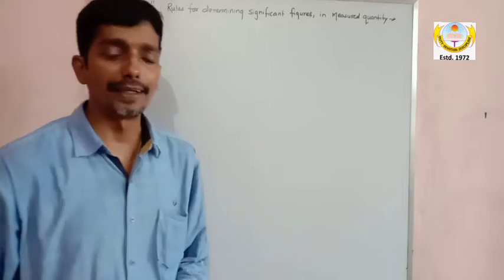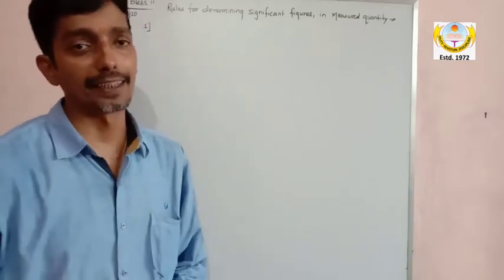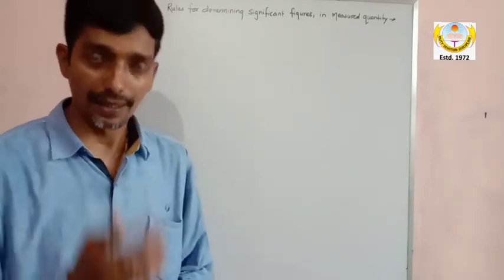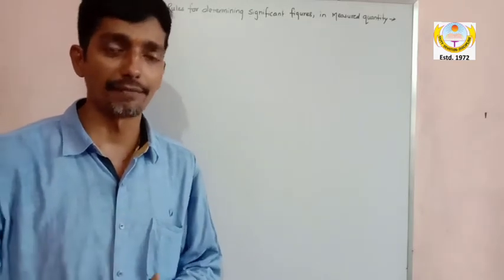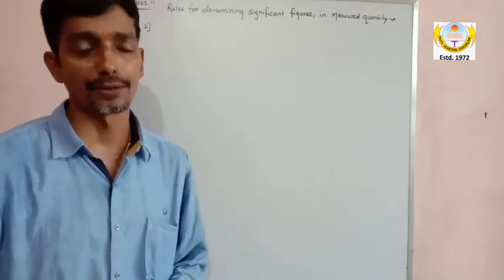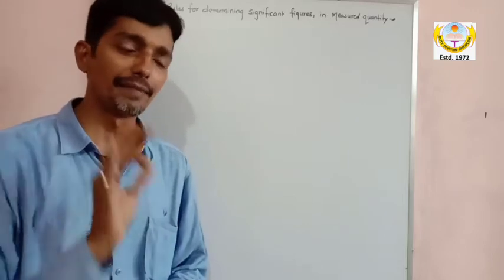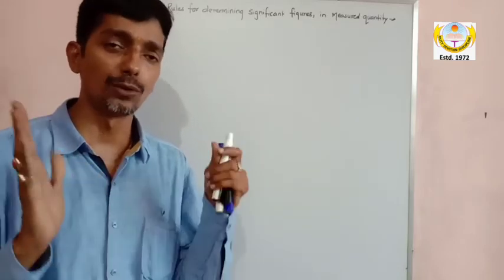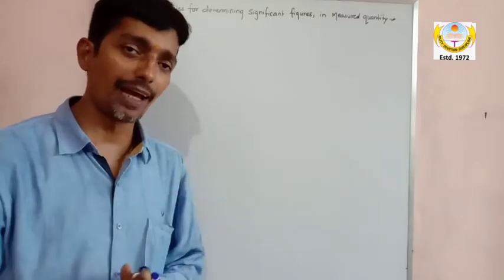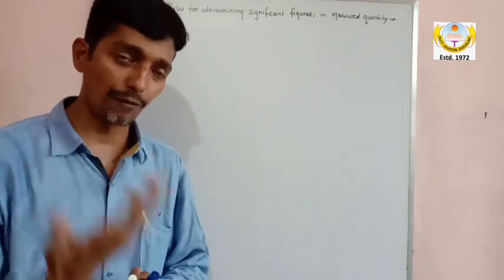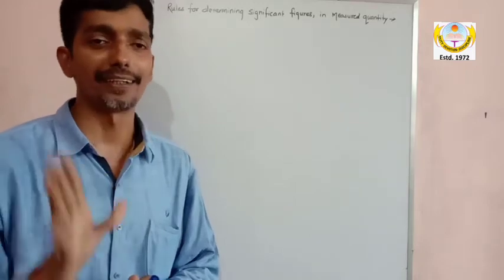Let's start writing the rules for determining the significant figures in a measured quantity. As I told you earlier, I have taught how to understand what a significant figure is, and I have given examples also. So remember, significant figures are those digits which are most reliable, on which we are more confident, plus one uncertain digit.